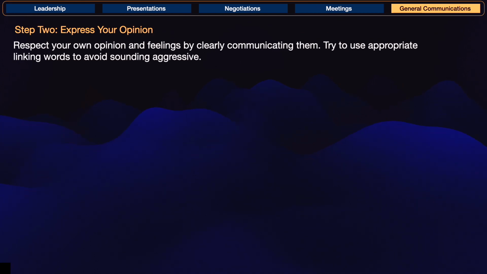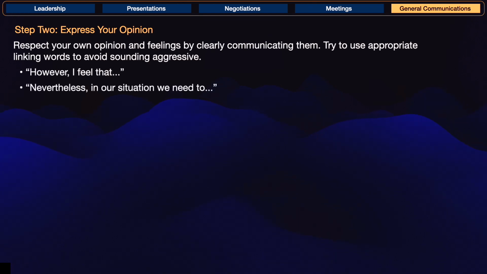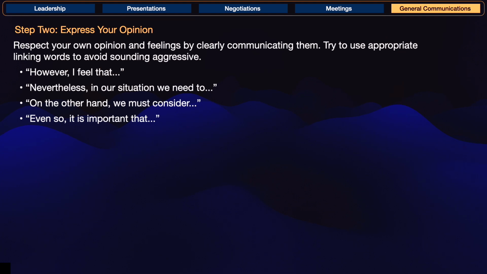Now try to use appropriate linking words to avoid sounding aggressive. So what's a linking word? Something like this. However, I feel that. Or nevertheless, in our situation we need to. Or on the other hand, we must consider. Or even so, it's important that. Now these are open words. However, nevertheless, and so on. They're open words. But is a kind of stopping word.